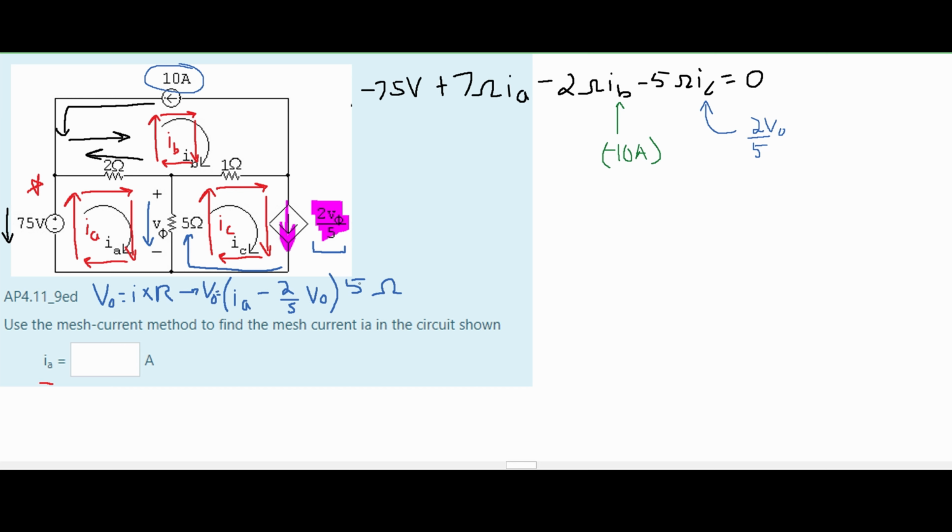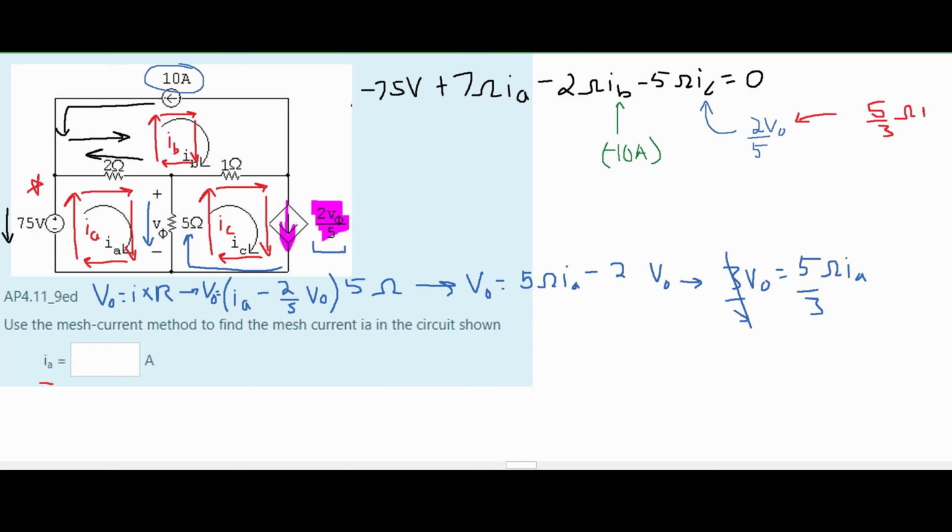Now we can factor this 5 ohms in. Once we do that, I'm going to add the V0s together. So we're going to have 3 V0 is equal to 5 ohms times I of A. And now we're going to divide both sides by 3 to get our V0 by itself. So if we do that, we're going to get V0 is equal to 5 over 3 ohms times I of A. So we can just plug this into our V0 here. We can say our 5 over 3 ohms times I of A is what our V0 is.